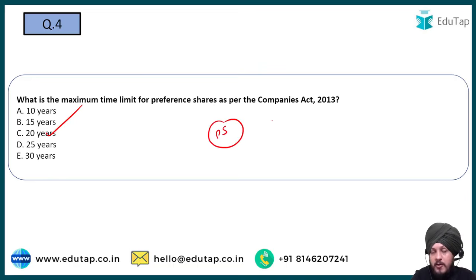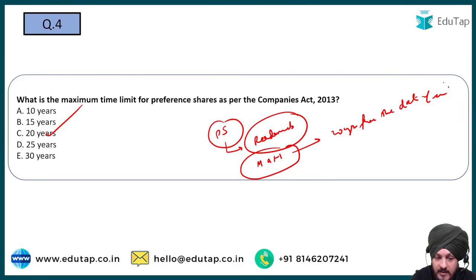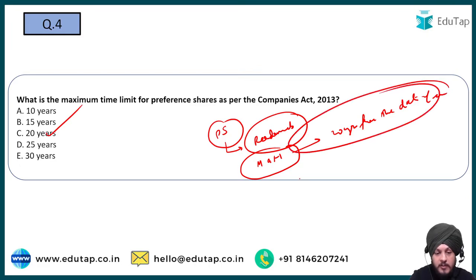As per company law, all preference shares that are there must be redeemable. They must be redeemable within the prescribed time limit, right? And if we talk about the maximum time limit for redeemable preference shares, it must be redeemed within 20 years from the date of issue, right? So that is going to be the answer to this question. So C is going to be the correct answer.